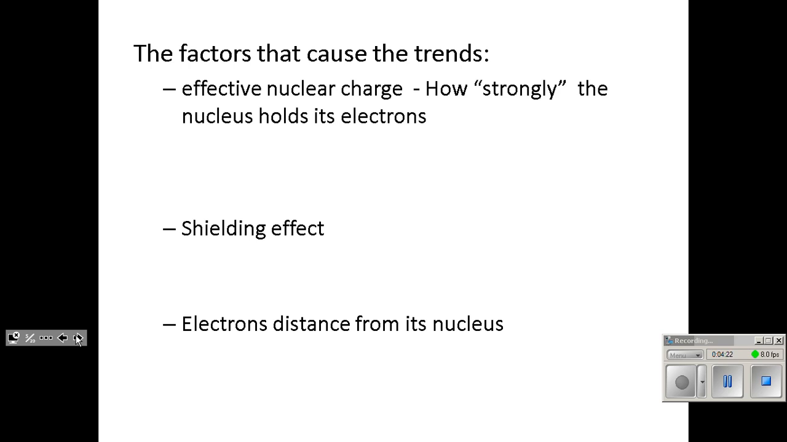So the effect of nuclear charge is just that. The more protons there are, the more attracted they are to the electrons in the electron cloud.